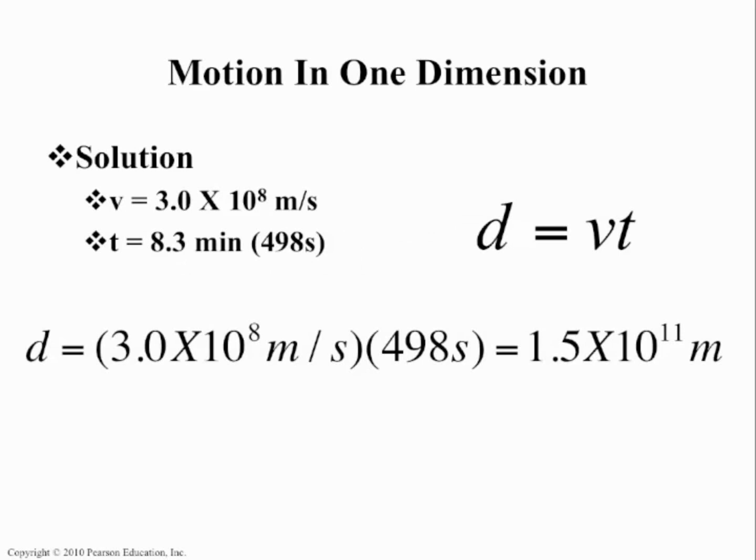You should have come up with this. Velocity is given, 3.0 times 10 to the 8th meters per second. 8.3 minutes is given, and that's 498 seconds. You just multiply 8.3 by 60. And then finally, d equals vt. So you do your plugging and chugging, and you end up with 1.5 times 10 to the 11th meters.